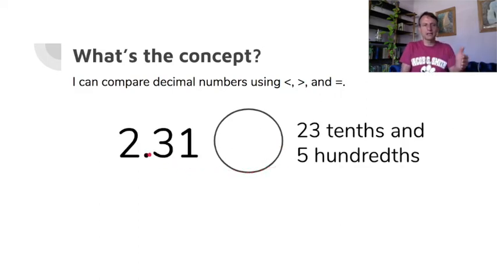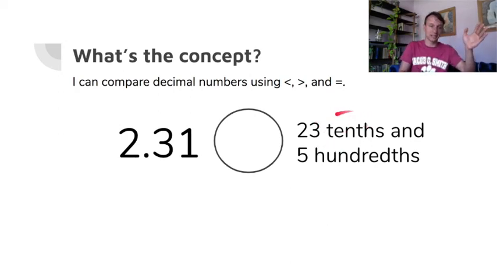2 and 31 hundredths. And now they're messing with us. 23 tenths and 5 hundredths. Okay, well, 23 tenths. How do we write that? Let's look at that for a moment as a decimal. We'd write 23 such that it ended in the tenths place. So 2.3, and then with the 5 in the hundredths place, it would be 2.35.